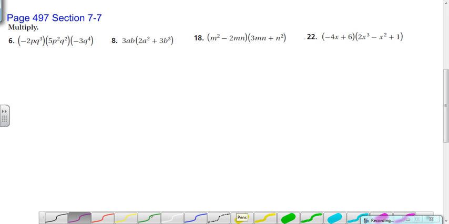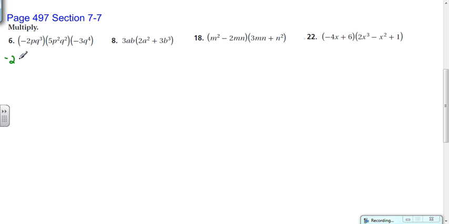Okay, on number 6 you're going to multiply. Since there's no plus or minus signs in here, I can rearrange this any way I want. So I'm going to put all the numbers together: negative 2 times 5 times negative 3. Then alphabetically I'm going to put the letters.